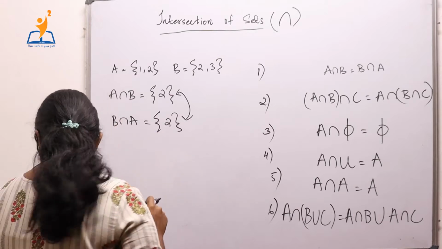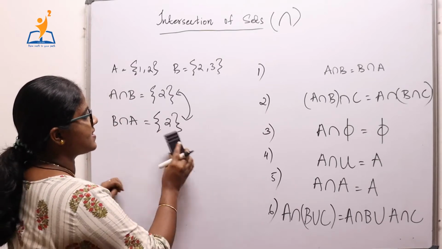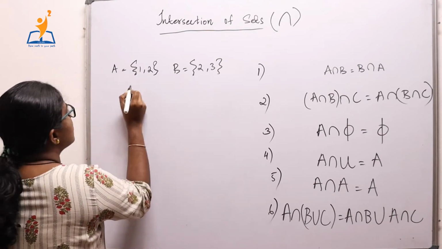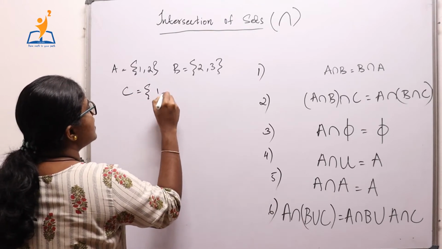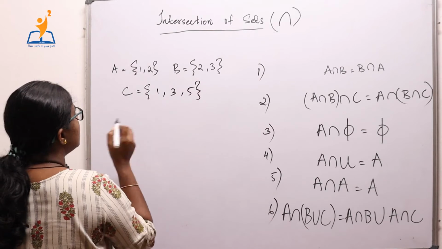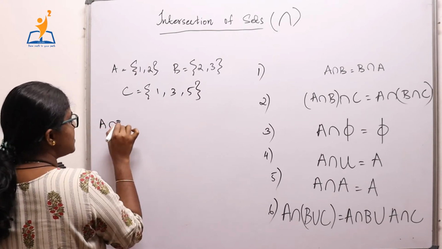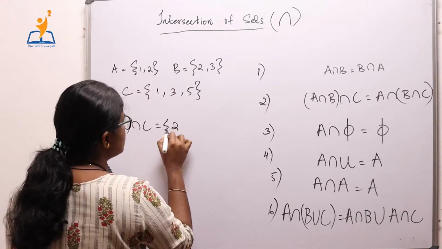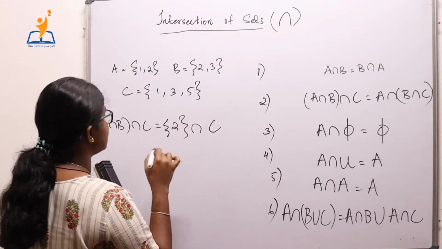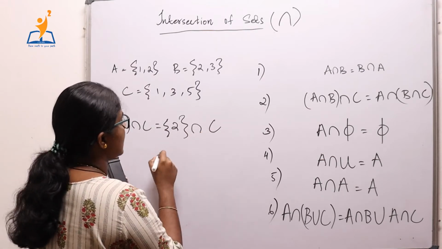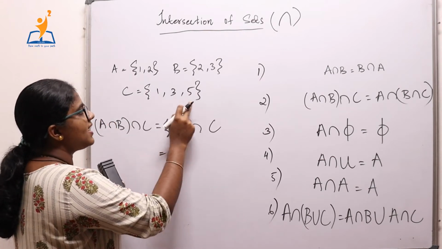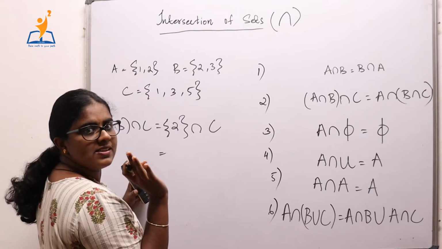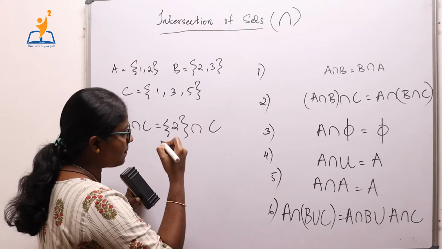Moving on, find out whether A intersection B intersection C is equal to A intersection B intersection C. Now let's consider C as 1, 3, 5. Now what is A intersection B intersection C? What is A intersection B? A intersection B is 2. What is 2 intersection C? If we look, we can find that there is no 2 in the set C, and hence the intersection contains no elements, so it is the empty set.